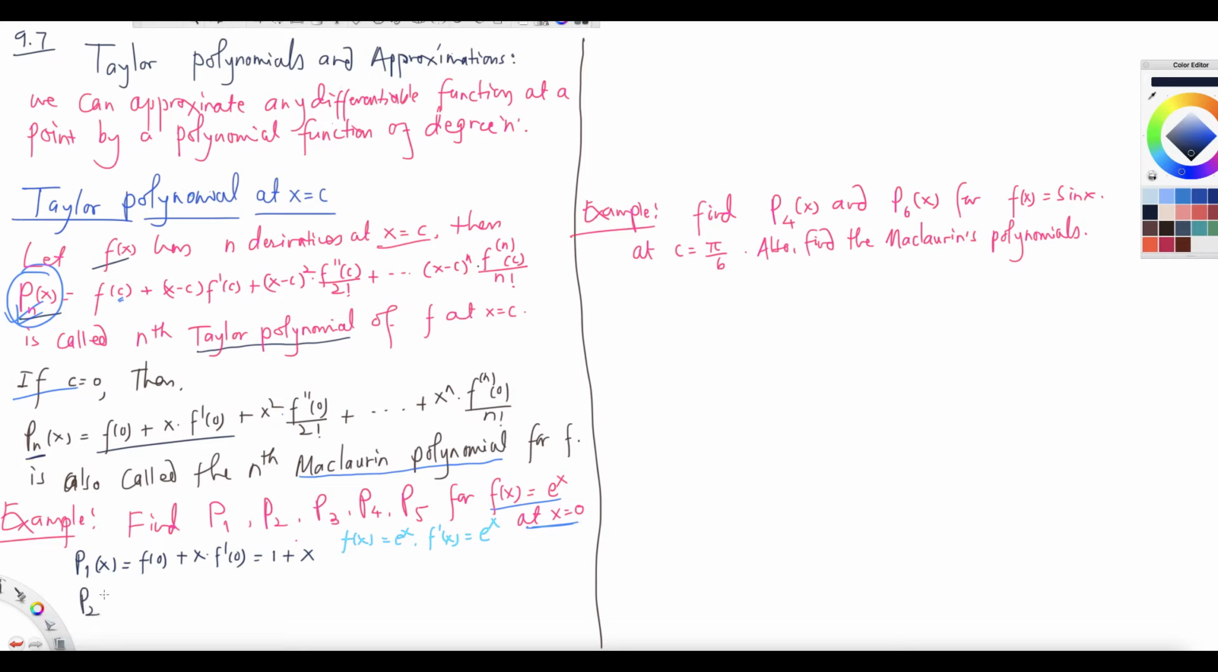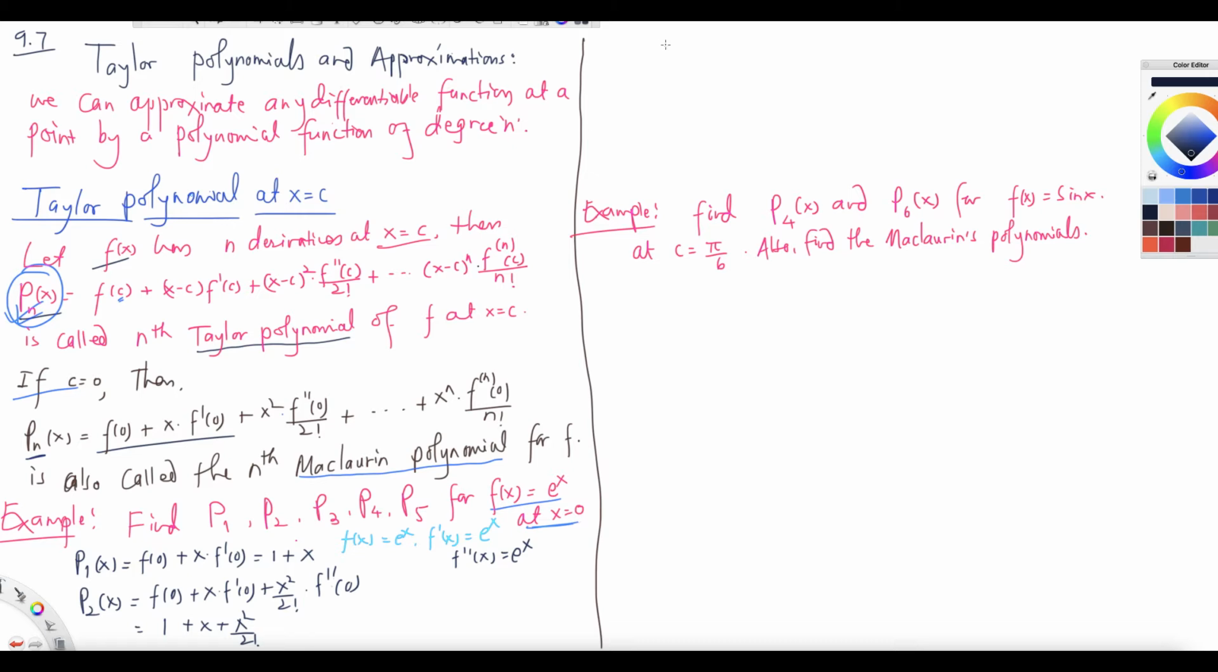If you do that, P2 of x is equal to, the formula is f at 0 plus x times f prime of 0 plus x squared over 2 factorial times f double prime of 0. You see that? f double prime of 0. Okay, so you have found f of x is e to the x, f prime of x you found as e to the x again. What is f double prime of x? This is also e to the x. Now if you plug in 0 for x, that is also 1 again. So if you do that, then you get 1 plus x plus x squared over 2 factorial.